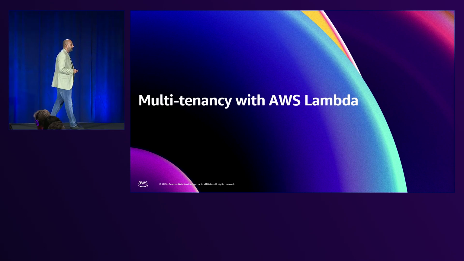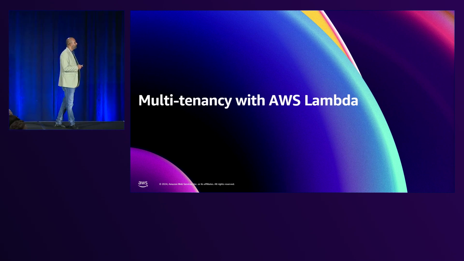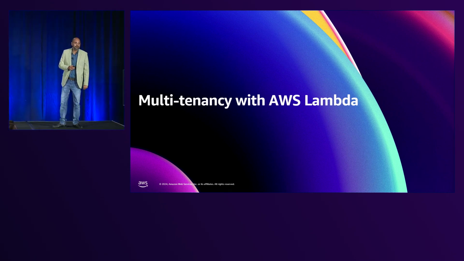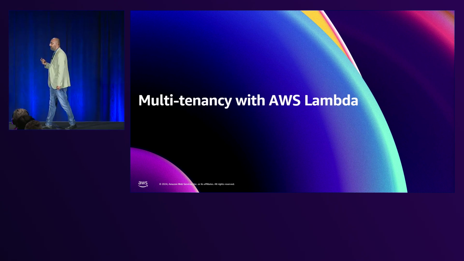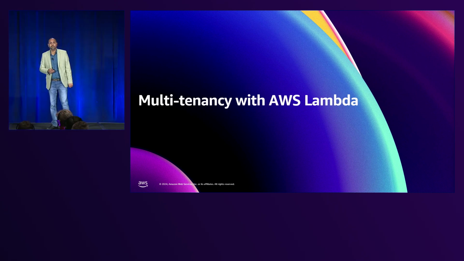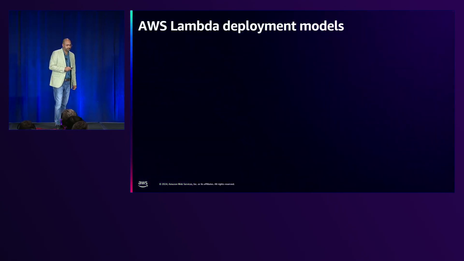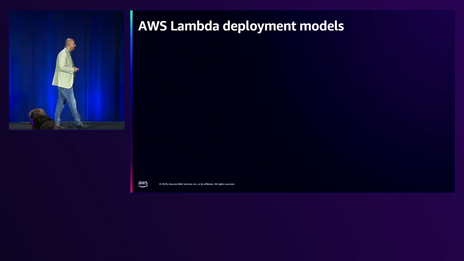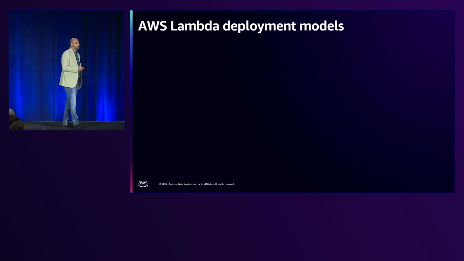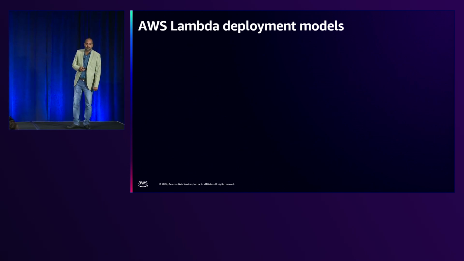So what are the architectural considerations we should have with multi-tenancy for Lambda functions? What we discussed when we were talking about the multi-tenancy challenges, the very first challenge is around data isolation. Now let's try to understand the data isolation architectural considerations with Lambda functions.